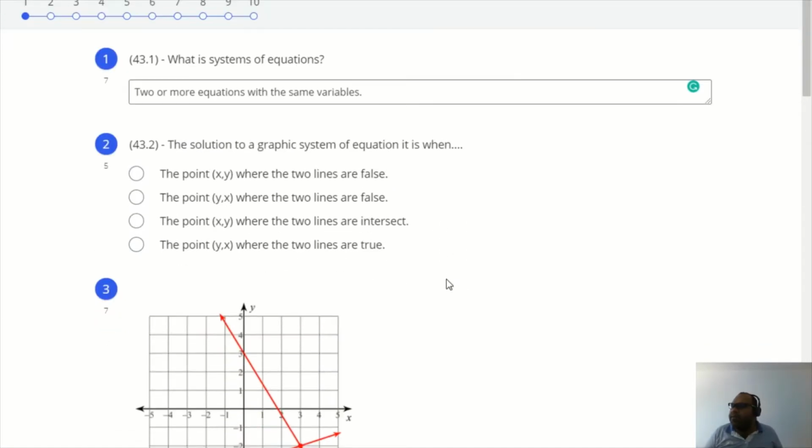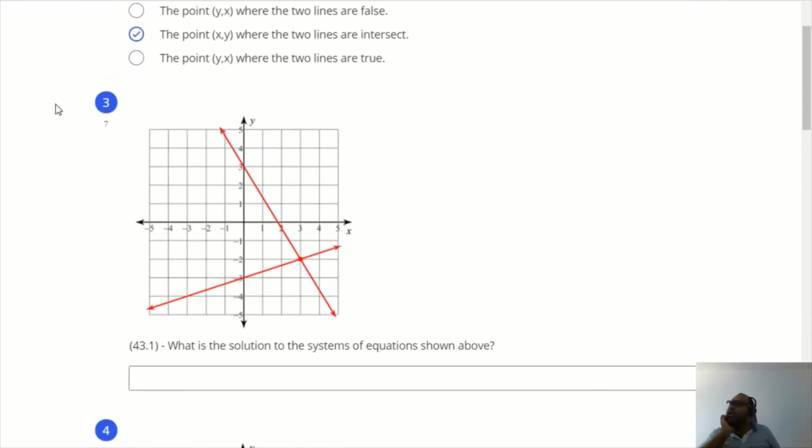Question number 2. The solution to a graphic system of equations is when the point x and y where the two lines are false. I don't think so. Is it the point yx where the two lines are false? No, the ordered pair is xy. Wrong. Third one: the point xy where the two lines intersect. Oh yes, remember that? When they intersect. Here is my answer. Great. The last one is the point yx. No, wrong. The ordered pair is always xy.